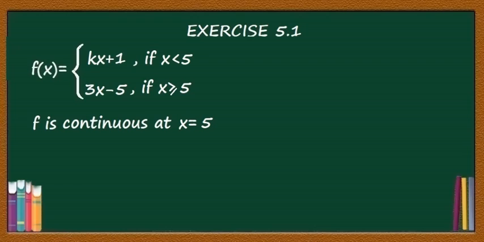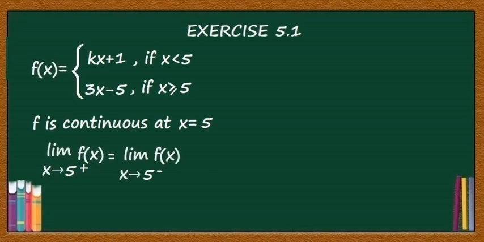Suppose the function is continuous at x equal to 5. Then the left hand limit and right hand limit are equal and equal to the value of the function. That is, limit x tending to 5 plus f of x is equal to limit x tending to 5 minus f of x equal to f of 5. Now limit x tending to 5 plus f of x: 5 plus means it is greater than 5. When it is greater than 5, the function is defined as 3x minus 5, so you replace f of x by 3x minus 5, and that is limit x tending to 5 plus of 3x minus 5.